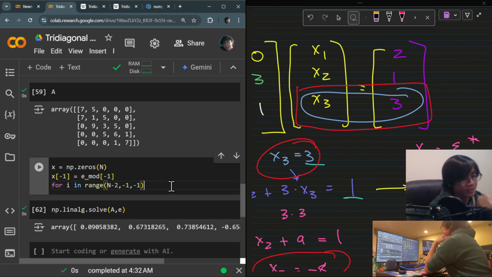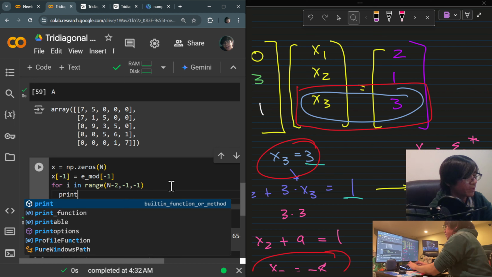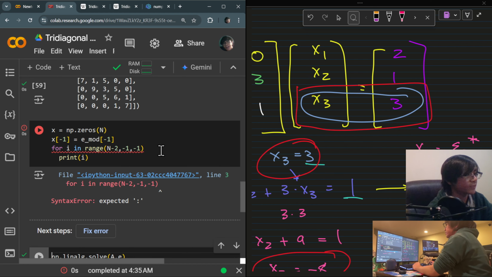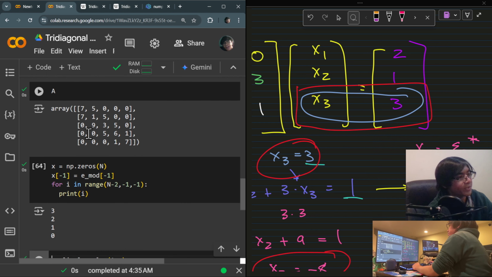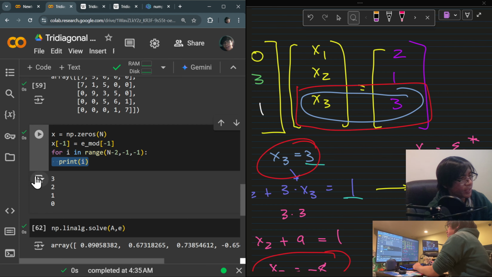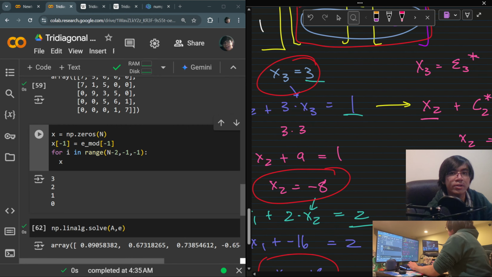Am I overthinking this? Let me just look at this. I think I'm overthinking. Oh, yeah. No, okay. So 3, 2, 1, 0. Remember indexing row 0, row 1, etc. So that's correct. And then we just plug in our x values we saw here.